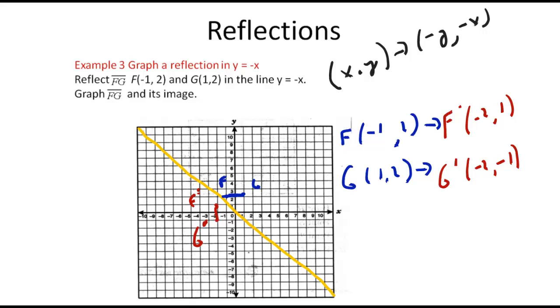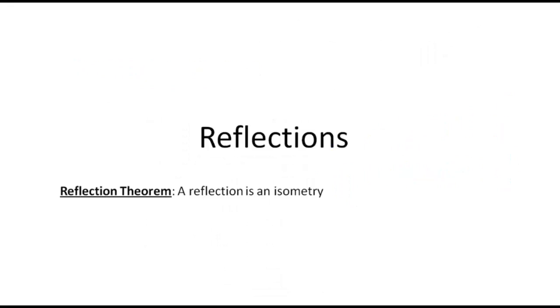Those are little primes. And did you notice before it went from being a horizontal line to a vertical line, and the same thing happened when I went across the line y equals -x. We have a reflection theorem, shouldn't surprise you. That theorem says a reflection is an isometry. Remember, that means it holds its congruency. So if my segment is a 2 segment, it's still going to also be another 2 segment. So it will stay the same size and the same shape.